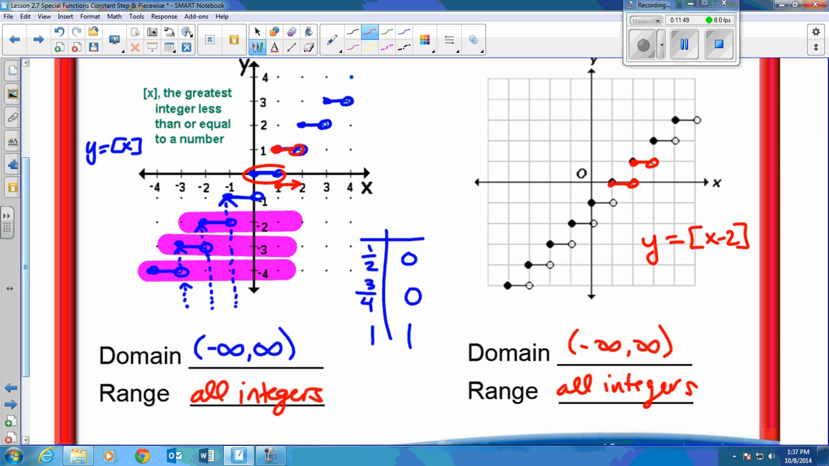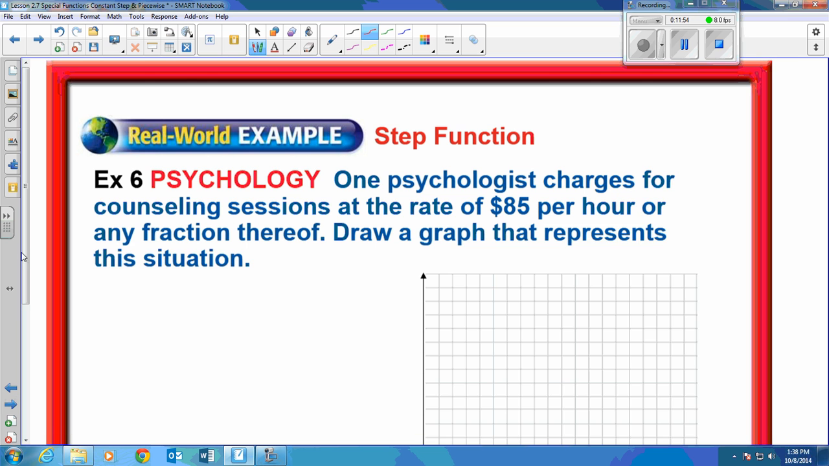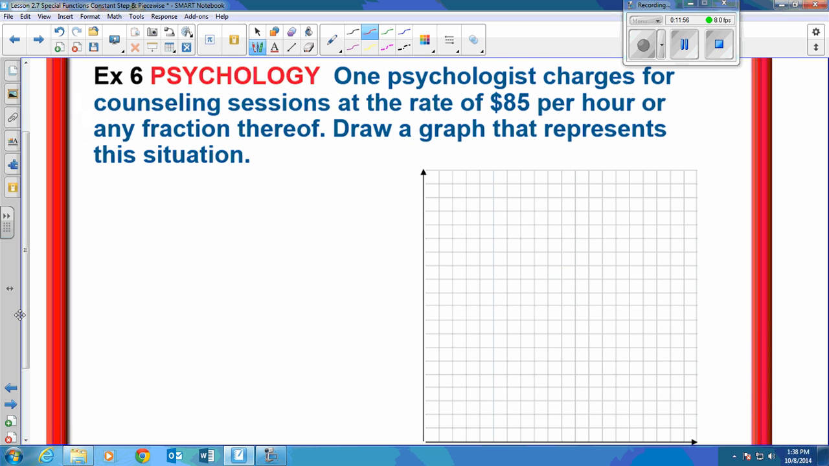Okay, we're going to graph one more step function. This will make me rethink my profession right here. One psychologist charges $85 an hour for counseling, and the way the contract reads, it's $85 per hour or any fraction thereof, meaning any fraction of an hour gets charged as the next hour. So half an hour, she charges you for an hour. 3/4 of an hour, you pay an hour. An hour, you pay an hour.